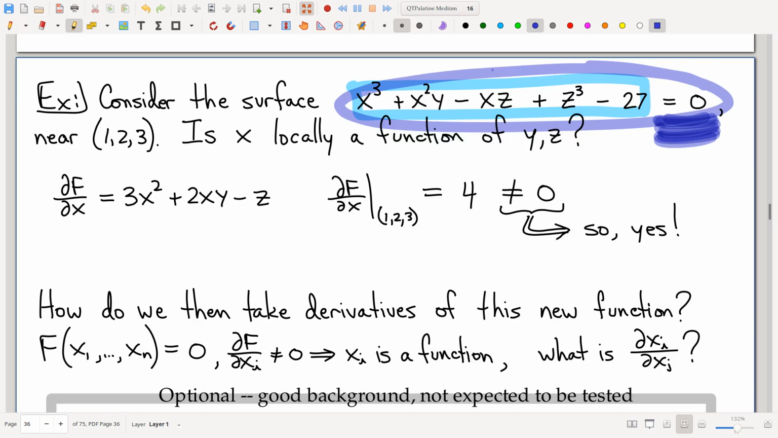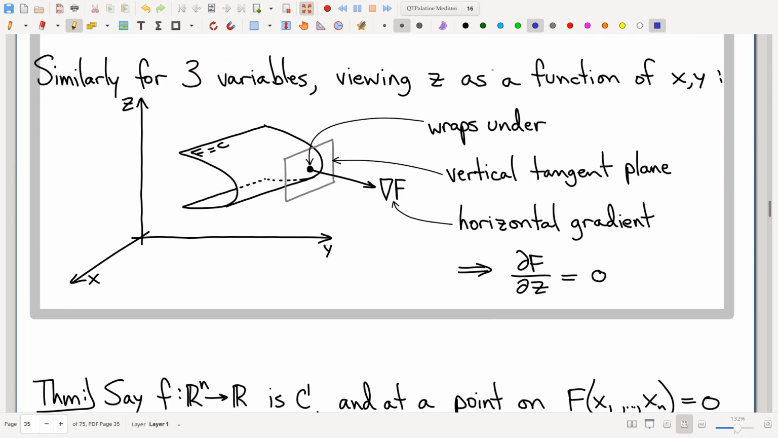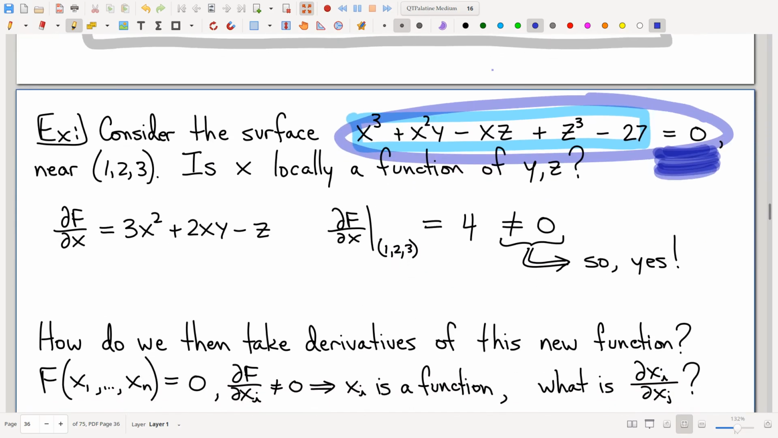That's what allows me to think of x as being a function of y and z, just like back here, being stuck on this surface, let's say over at a point like this, is what allowed me to view z as being a function of x and y. The surface itself defines that function. Okay, all right, so how do I decide?